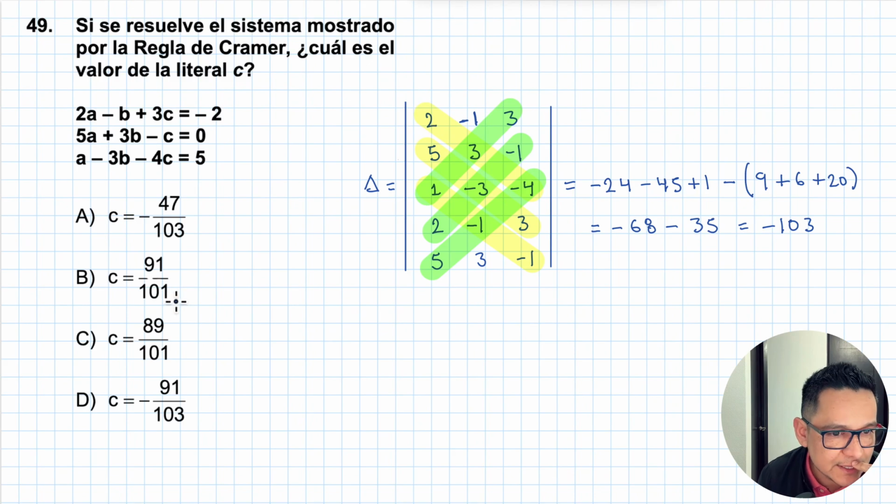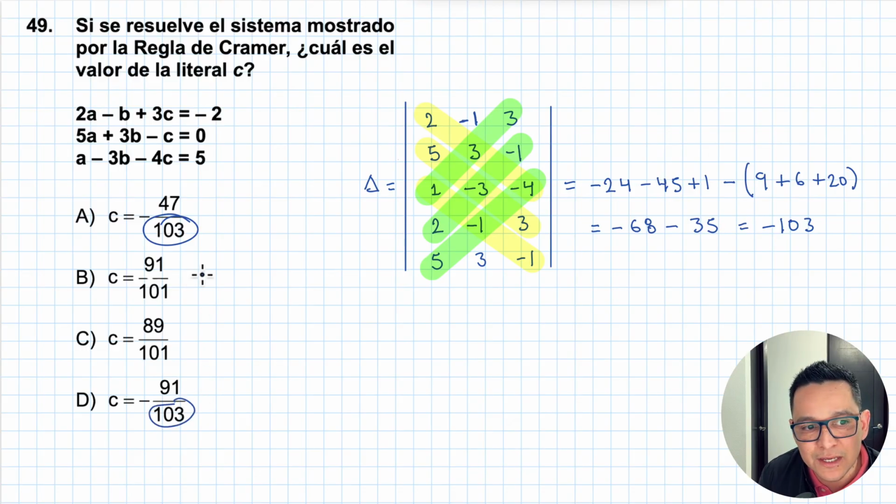Let's see. In this case, check if there's a minus 103 here. Yes, there's a minus 103. And yes, there's a minus 103. So, right off the bat, I'm telling you, these two are not going to be the answer, because they have a 101 at the bottom. So the answer is going to be either A or D. Okay? So let's go. All right, let's continue.